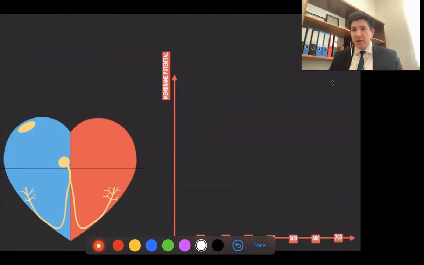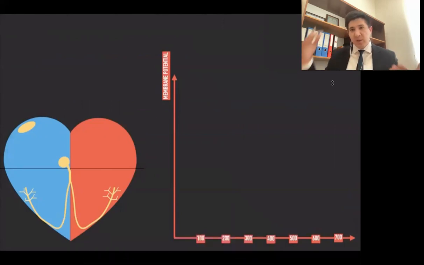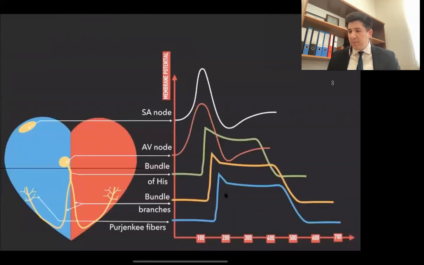So the SA node, which is the main pacemaker, is able to create the action potential, and the shape of the action potential created by the SA node is going to be very much similar to what we have seen in the neurons. Please note that in neurons it takes about 5 milliseconds, and in the cardiac muscle cells it's going to be longer. So the shape of the action potential created by the SA node is very similar to what we've seen in the neurons.